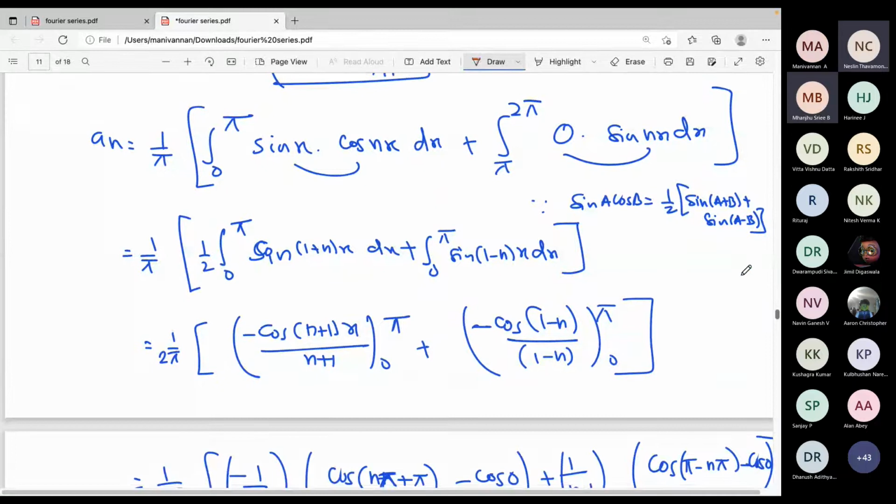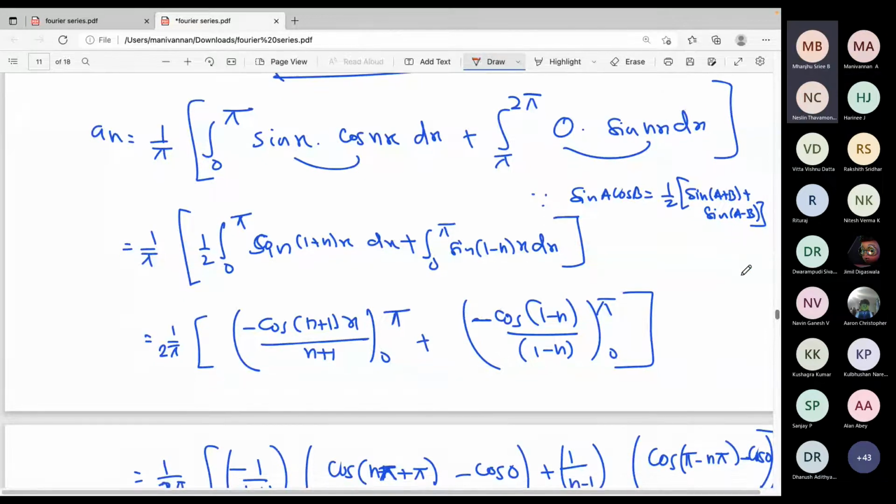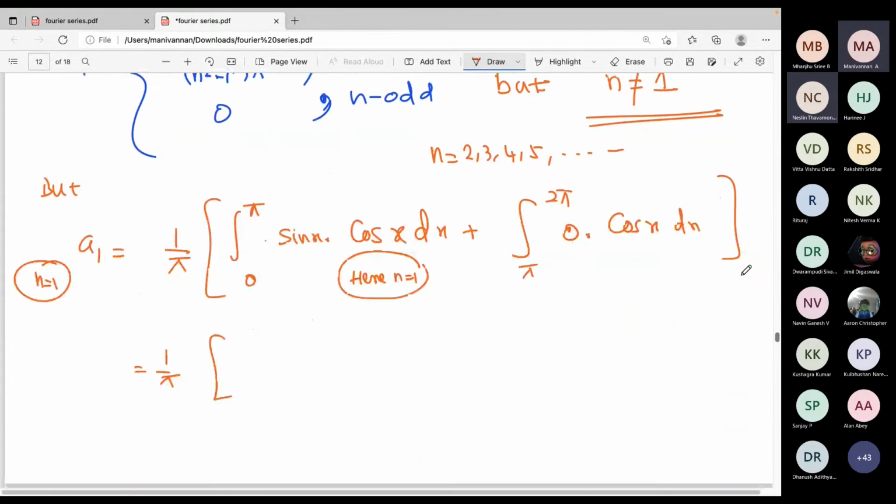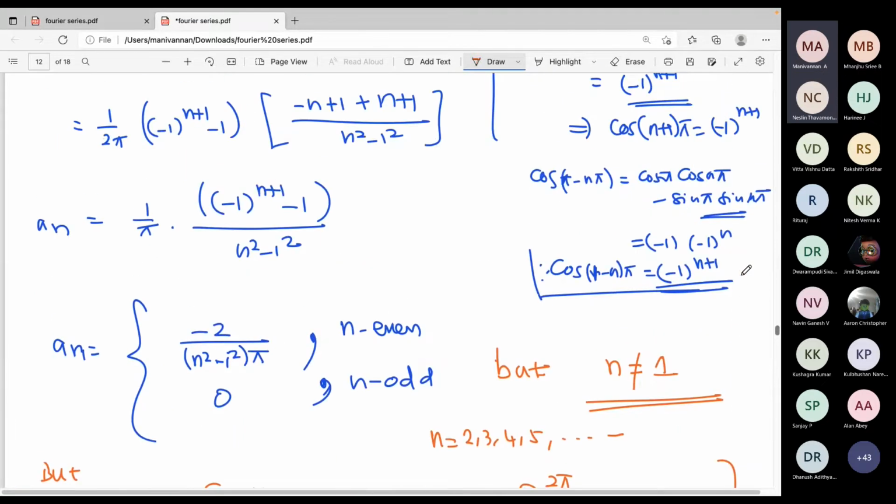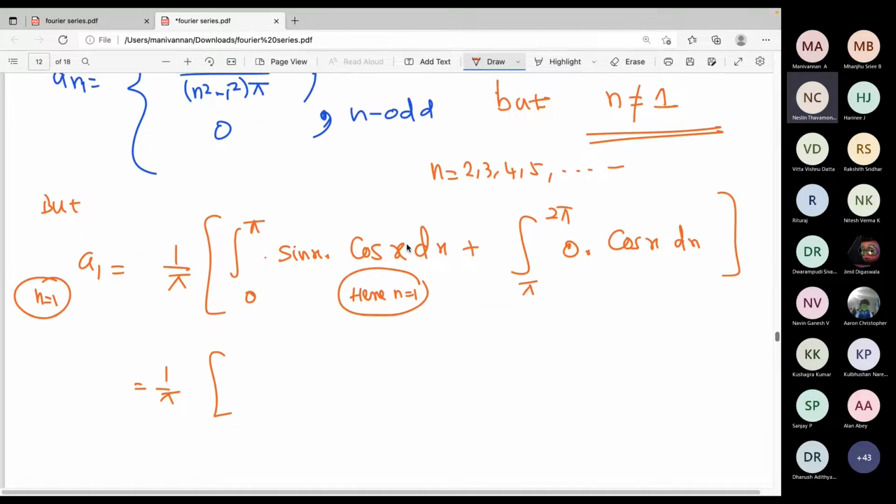Why are we finding a1 separately, sir? See, when n equals 1, if you substitute, this tends to infinity. But we need some finite value, or at least we have to show it is 0. We need the finite value.